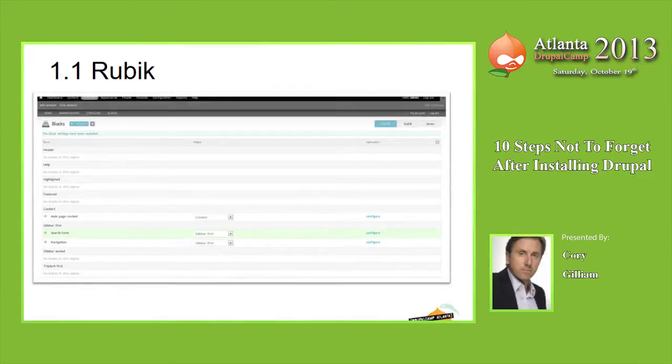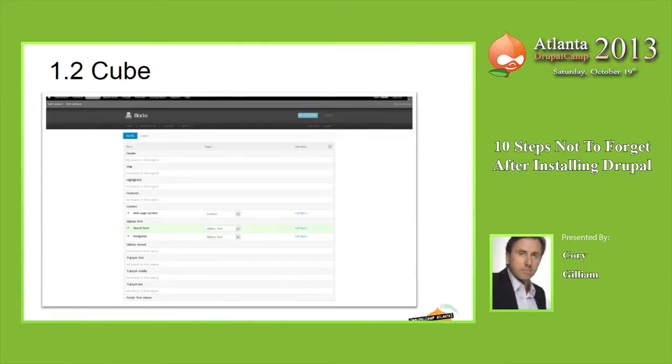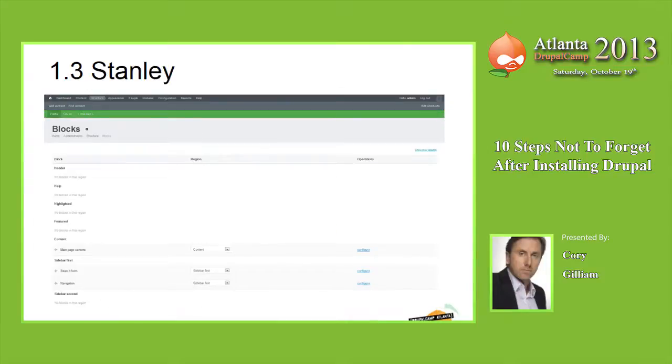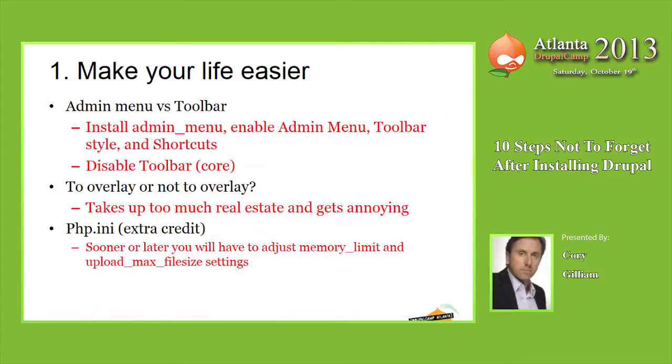Here's a few of the images of some of the admin themes. This is where I'm bouncing back and forth so that I can confuse the crap out of everybody, so that everybody goes, oh, that was awesome, I didn't understand a thing. So this is Cube, Stanley, Amber.